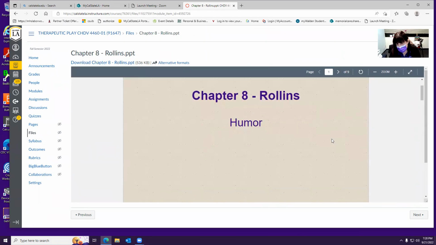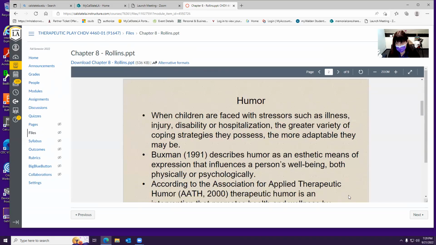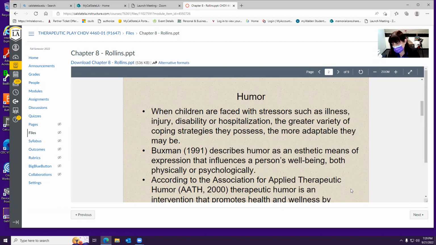This next piece is about humor. And humor is a lecture that I love to address. And the second half of the semester, it doesn't kind of fit into Rita's schedule to address humor. So I'm going to share these slides with you. When children are faced with stressors such as illness, injury, disability, or hospitalization, the greater variety of coping strategies that a child possesses, the more adaptable they become to the hospital environment or medical encounters.